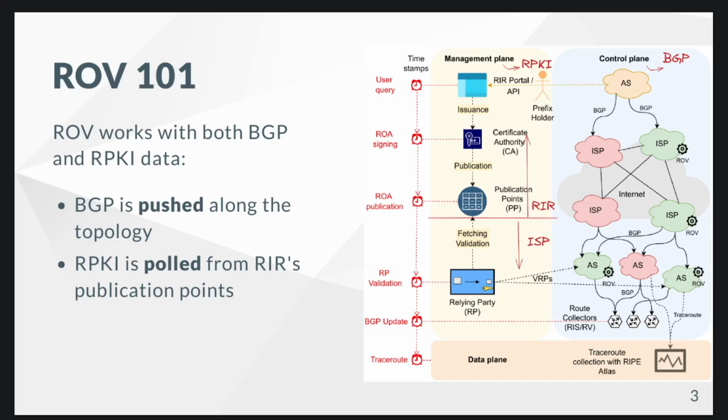So ROV is of course a bit more complicated than that. When you dig into the details, you have to look at 2 different things that run in parallel. First, the control plane with BGP, and then the management plane with RPKI. So for example, in this diagram here, you can see a prefix holder at the top that wants to change how a prefix is routed or maybe start using a new prefix. And to do that, he first has to register the route in RPKI and then announce it on BGP.